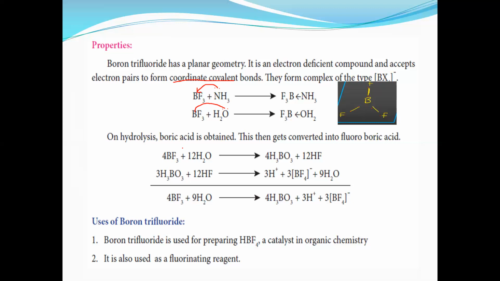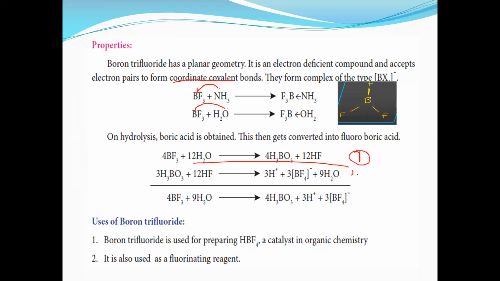So on hydrolysis, boric acid is obtained. Then it gets converted into the fluoroboric acid. So when boron trifluoride reacts with water, we are getting the boric acid and the hydrogen fluoride. So here 4 molecules of boric acid and the 12 molecules of hydrogen fluoride are there, but in the next step 3 molecules of boric acid only are going to be involved in the reaction. So 3 molecules of boric acid react with 12 molecules of hydrogen fluoride, giving the 3 hydrogens in cationic form, and the 3 BF4 in the anionic form, plus 9H2O. So this is the first step.